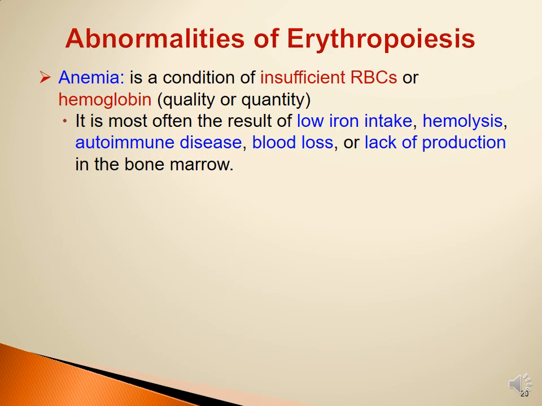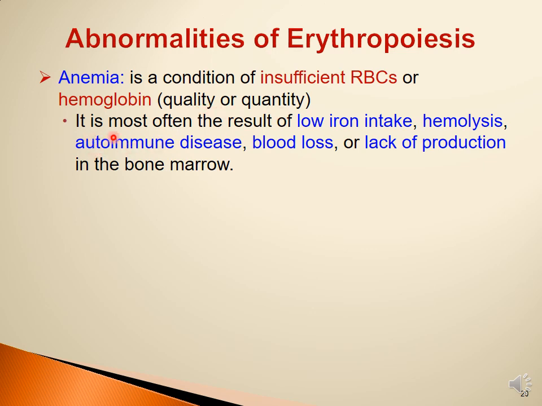Now, what are the abnormalities of erythropoiesis? Erythropoiesis can undergo different abnormalities. One of them is anemia, which is very common. It is a condition of insufficient red blood cells or hemoglobin. So either we have a low number of red blood cells, abnormal red blood cells, or low hemoglobin or abnormal hemoglobin. So in terms of quality or quantity.